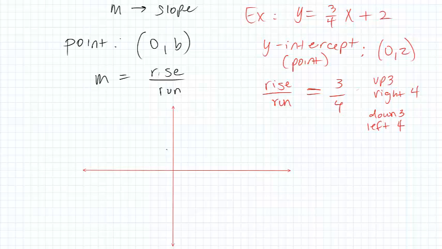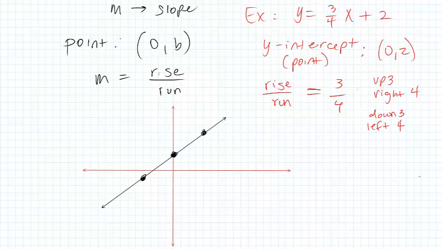I'm going to plot the y-intercept, so that should be on the y-axis because it's the y-intercept. Then I'm going to count up 3 and right 4, and I have my second point. I could draw my line between them now, but I just want to illustrate the other part about slope, which is that I could count down 3 and left 4. All three of these points should fall on the same line.